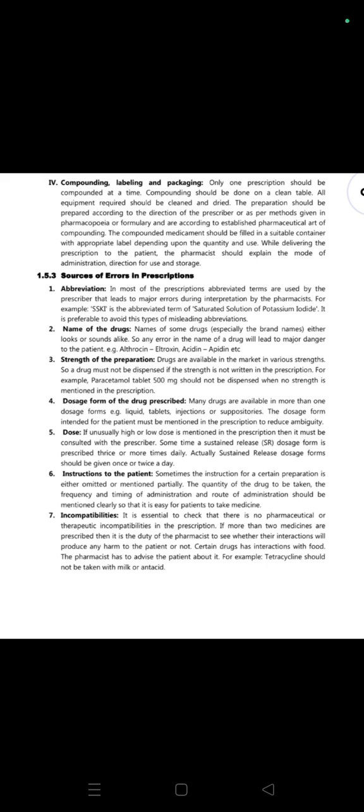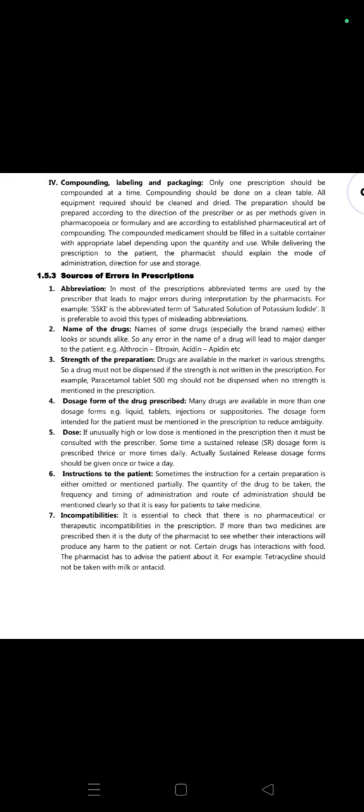Then incompatibilities. It is essential to check that there are no pharmaceutical or therapeutic incompatibilities in the prescription. If more than two medicines are prescribed, then it is the duty of the pharmacist to see whether their interactions will produce any harmful effect on the patient or not. Certain drugs have interactions with food. The pharmacist has to advise the patient about it. For example, tetracycline should not be taken with milk or antacid.